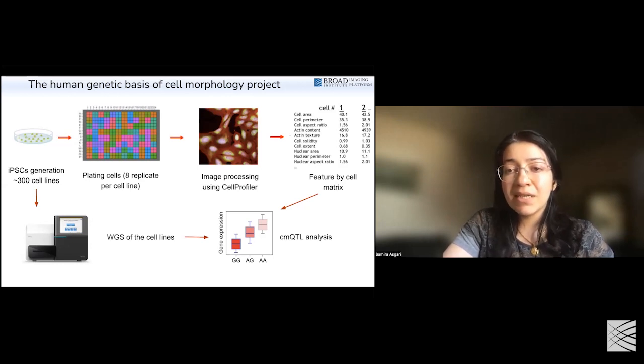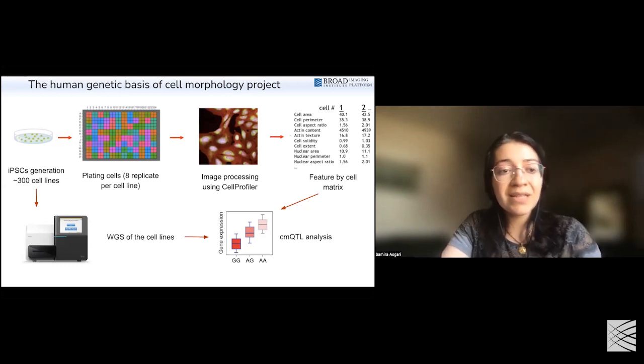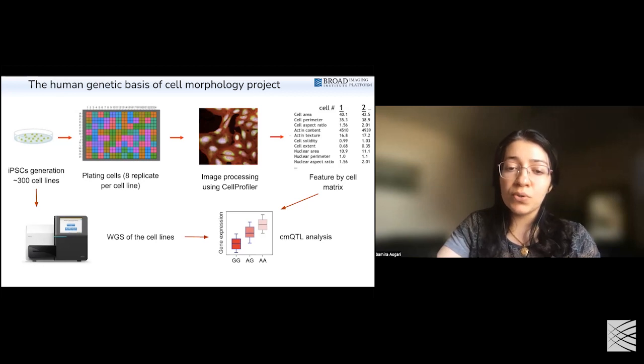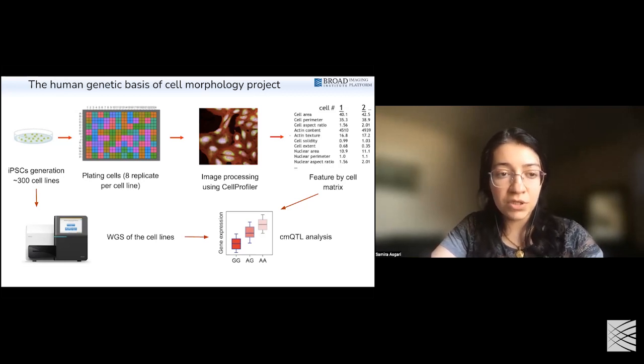After plating and imaging, we end up with a matrix of cell features for each cell. I'm not going to go into that because I talked about it. But at the same time, besides the imaging profiles that we generated from the cells, each individual was also sequenced. So we also have whole genome sequencing data from each of these 300 individuals. And then what we can do is to look at the association between genetic variants and some morphological features.